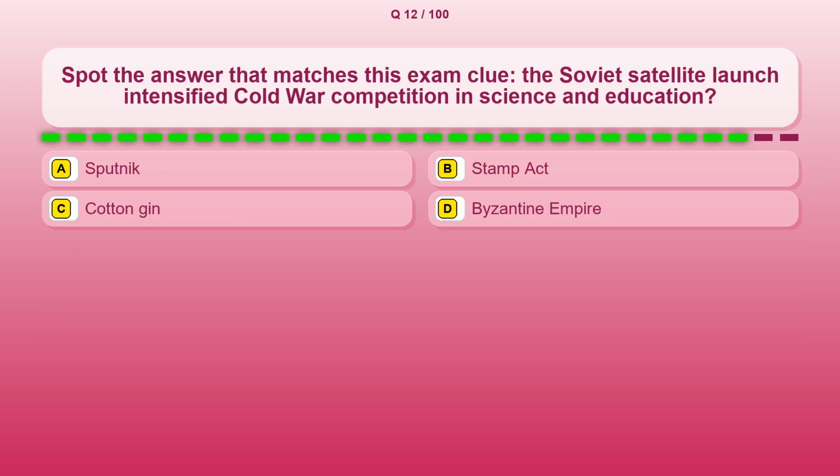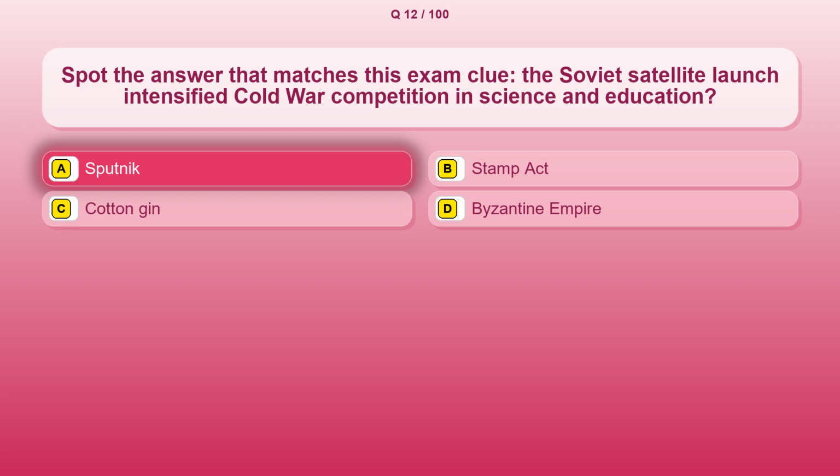Question 12. Spot the answer that matches this exam clue. The Soviet satellite launch intensified Cold War competition in science and education. Option A, Sputnik. Option B, Stamp Act. Option C, Cotton Gin. Option D, Byzantine Empire.